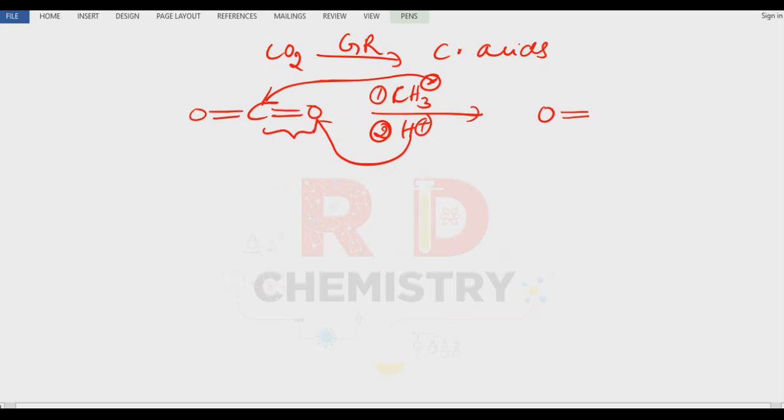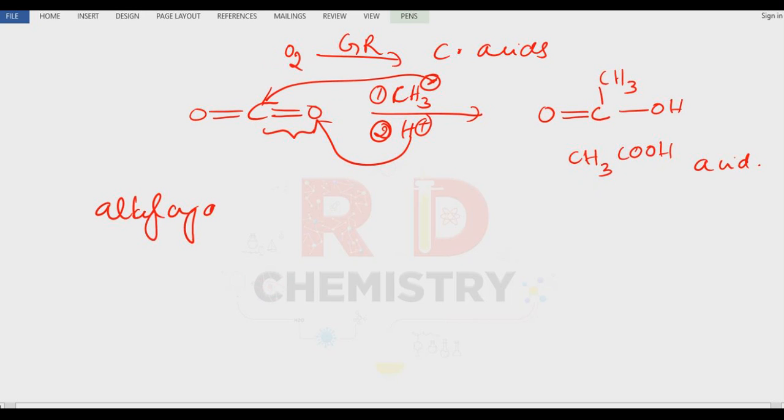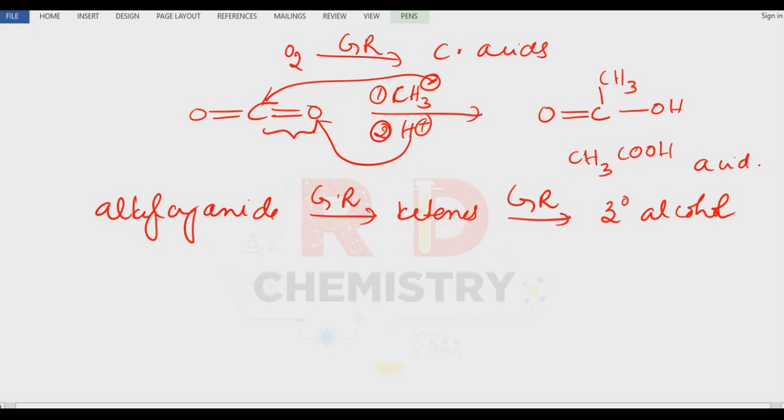So this first C double bond is as such. Then the new group CH3 comes. Then we have OH here. So in this case, we are going to get CH3COOH. We get a carboxylic acid here, right? Carboxylic acid. Clear? Next one, alkyl cyanides. Alkyl cyanides with the Grignard reagent first give ketones. Again, it can react with the Grignard reagent to finally give tertiary alcohols. Tertiary alcohols. So let me write down the reaction.